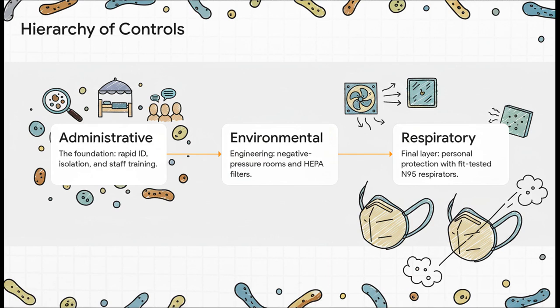And while we often think about N95 masks and negative pressure rooms, the cool engineering stuff, the most important level is actually the first one: administrative controls. This is the foundation. It means having rock-solid procedures for rapid identification, for isolating patients, and for comprehensive staff training. Everything else is built on top of that.